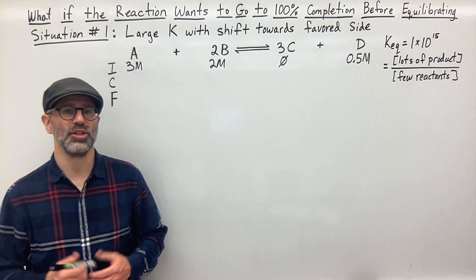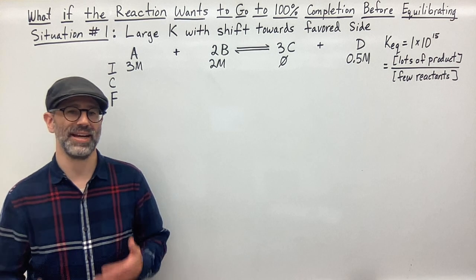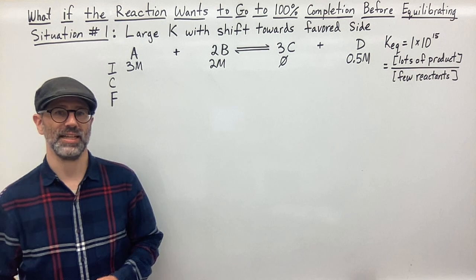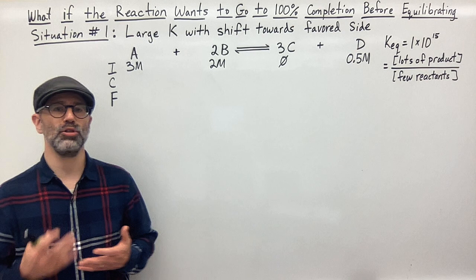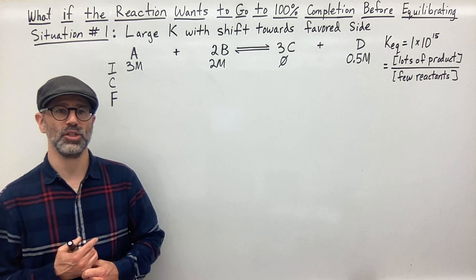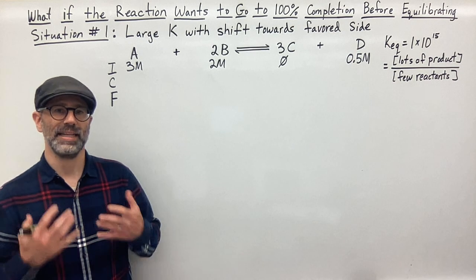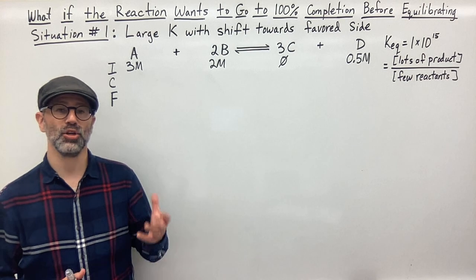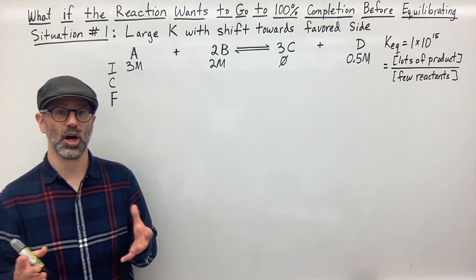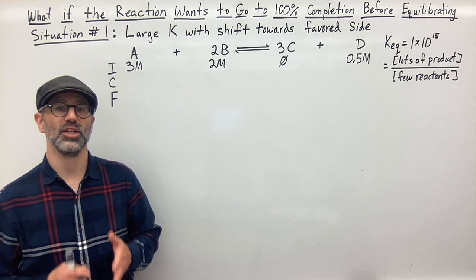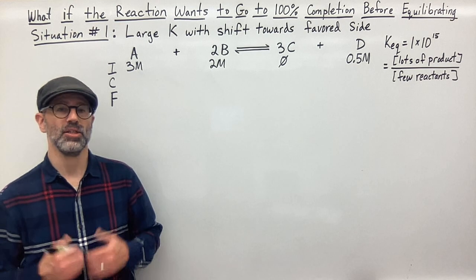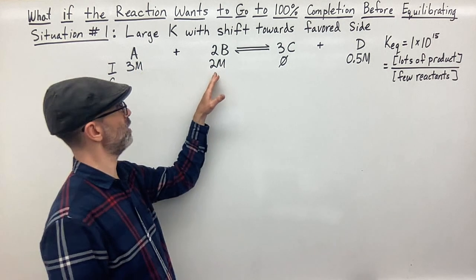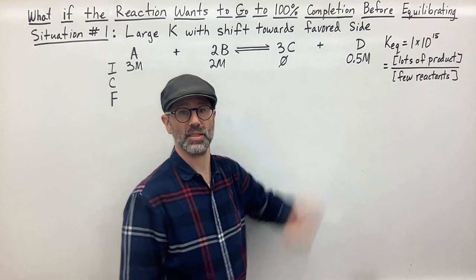In those situations, you're not going to be able to assume that X is negligible. So you'll have to do stoichiometry first. So let's get into this. I'm going to go over two situations in this video. In this first situation, we're going to assume that K is large. We have a very large equilibrium constant and the shift is towards the favored side.